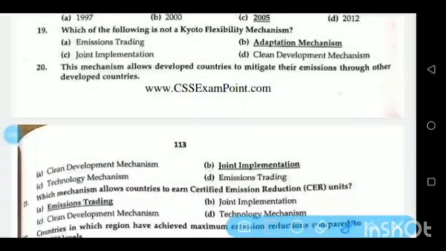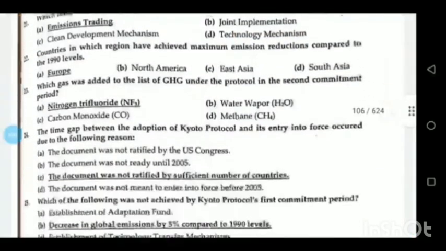Which of the following is not a Kyoto flexibility mechanism? This mechanism allows developed countries to mitigate their emissions through other developed countries. Joint implementation. Which mechanism allows countries to earn certified emission reduction units? Emission trading.